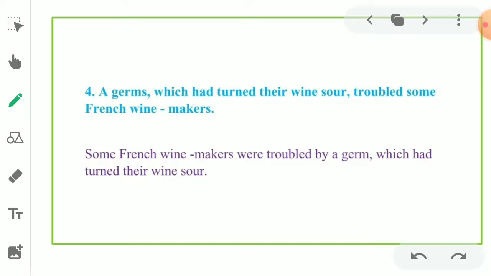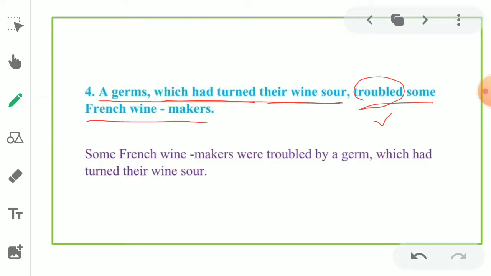See what kind of sentence it is. A germ which had turned their wine sour troubled some French winemakers. See, actually, in this part, the first part is together: a germ which had turned their wine sour. So after this we have the verb, troubled.